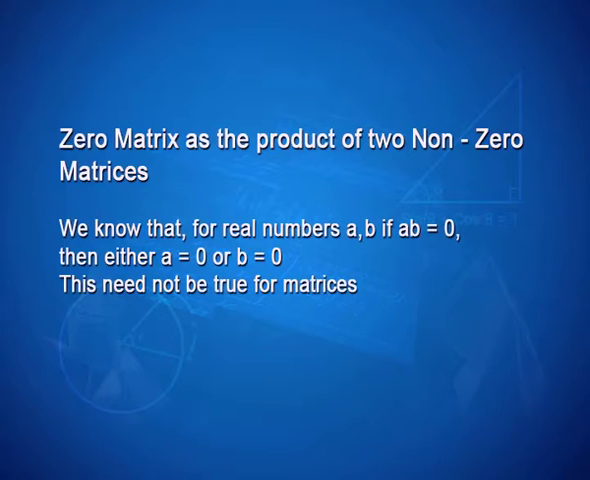Now, let us see the zero matrix as the product of two non-zero matrices. Is it not interesting? We know that for real numbers A and B, if AB is 0, then either A is 0 or B is 0. This need not be true for matrices. We will observe this with an example here.